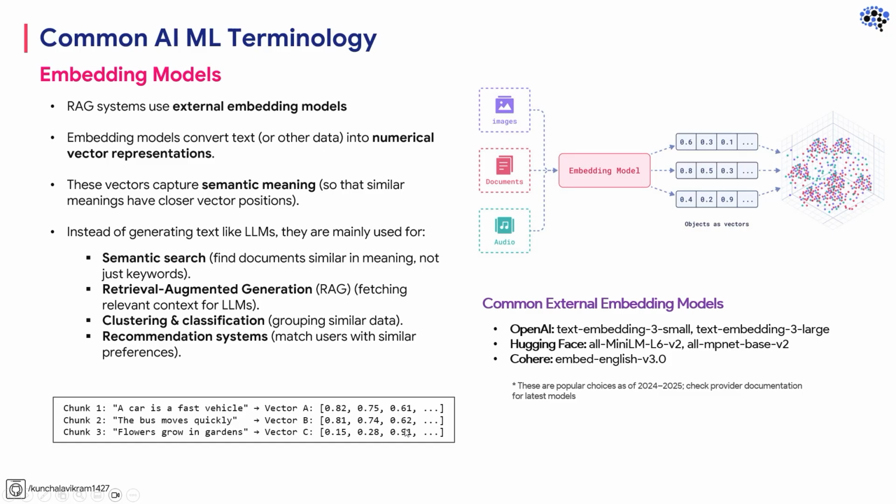There are many external embedding models that you can use. You can find multiple embedding models on Hugging Face. For OpenAI you have text-embedding-3-small and text-embedding-3-large. You also have Cohere's embed English v3.0. Of course, these may not be the most recent ones, so you have to check the provided documentation for any of the latest models.